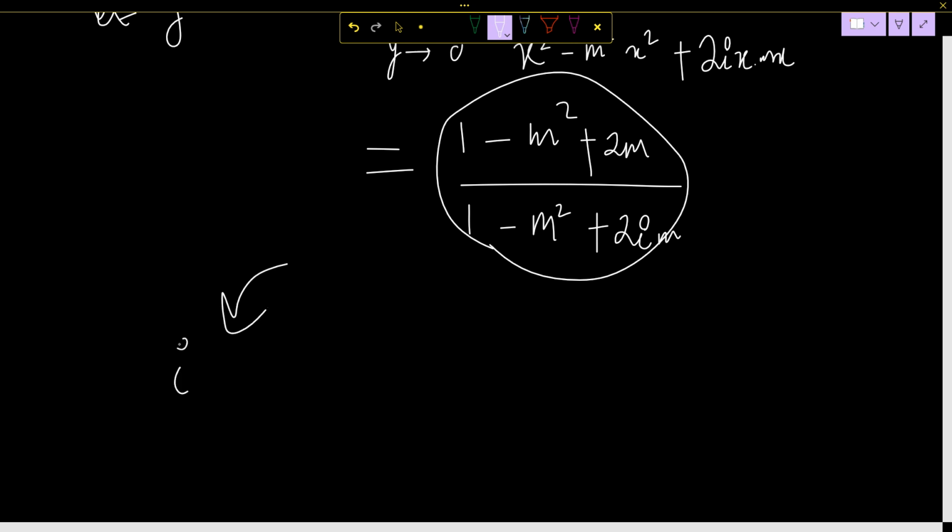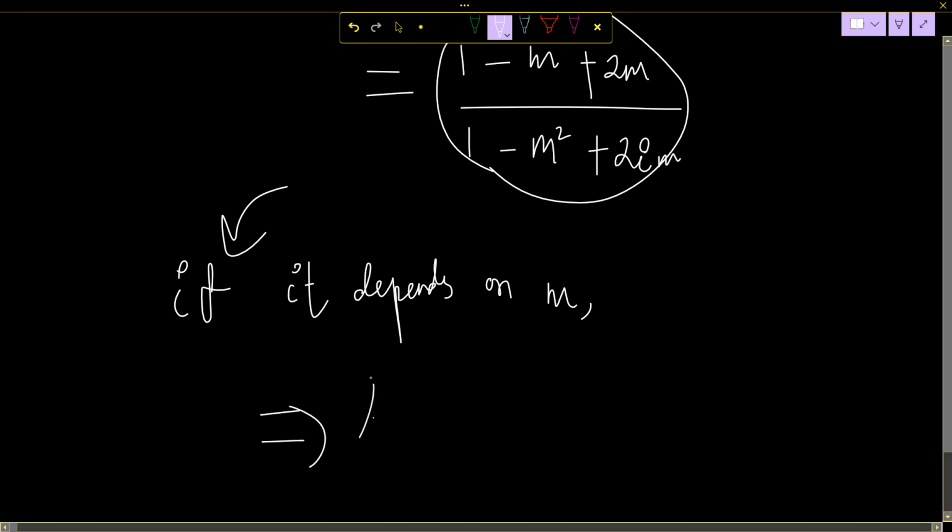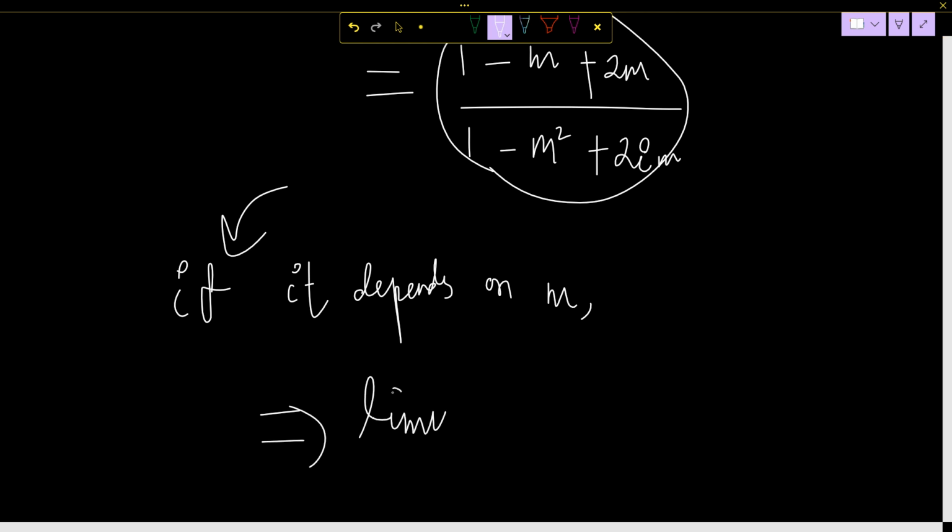If after getting the answer it depends on m, which it does, with limit x tends to 0, y tends to 0, then what will happen? The limit will not exist. So the answer will be what? The answer will be limit does not exist.